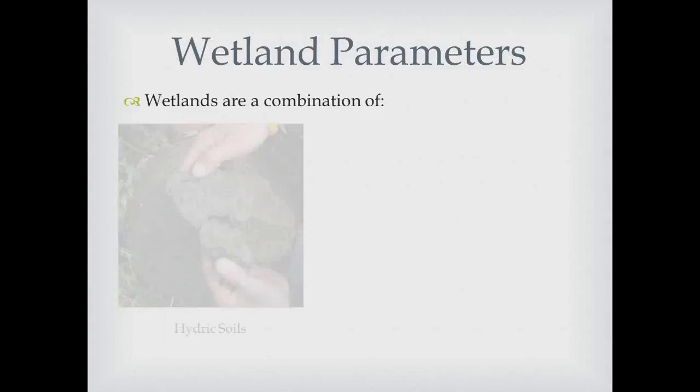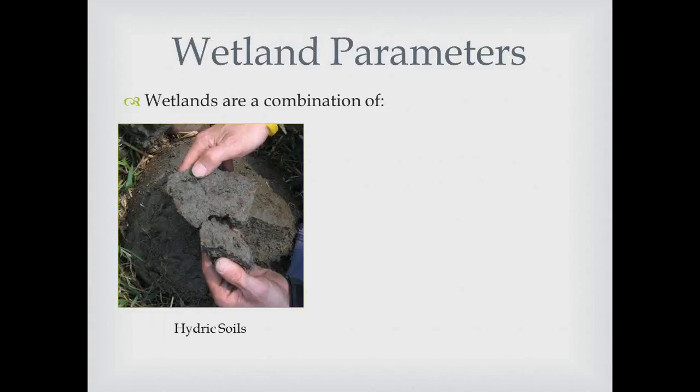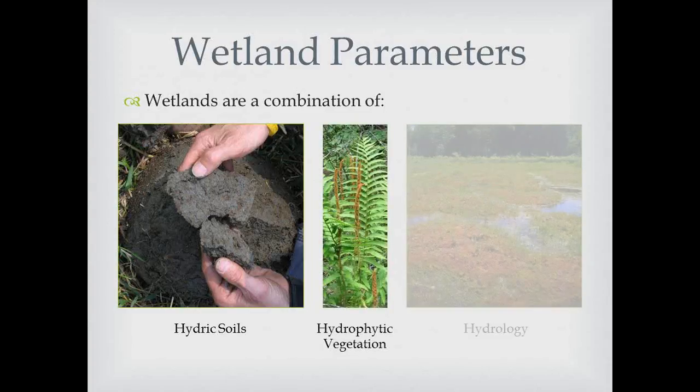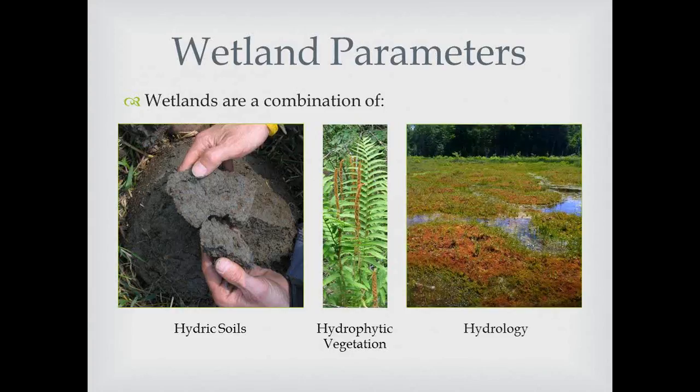In order to be a wetland, there needs to be three parameters present. One is hydric soils. So those soils that are wet for long enough to develop characteristics that are deemed wetland soils. Hydrophytic vegetation or water-loving vegetation. And hydrology, meaning you need to be wet for at least, or saturated to within 10 inches of the soil surface for at least 2 weeks out of the growing season to meet this criteria.